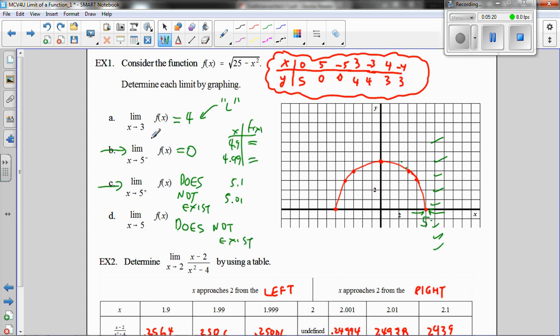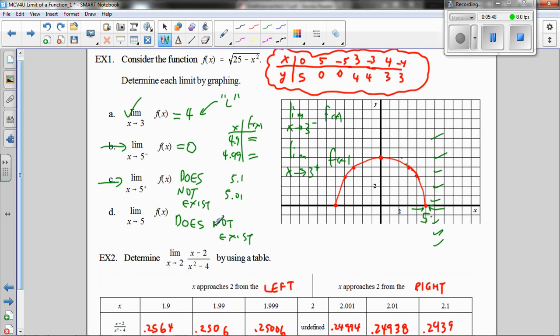Notice this statement is a stronger statement than the two little statements. As x approaches 3 from the left, f at x approaches 4. And then this one. When we say this, we mean both of these. That's the definition of the limit of a function.